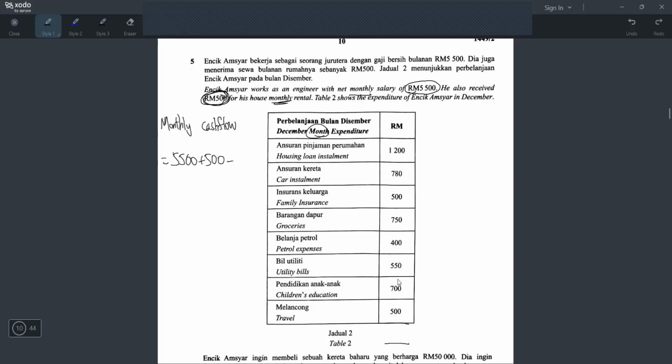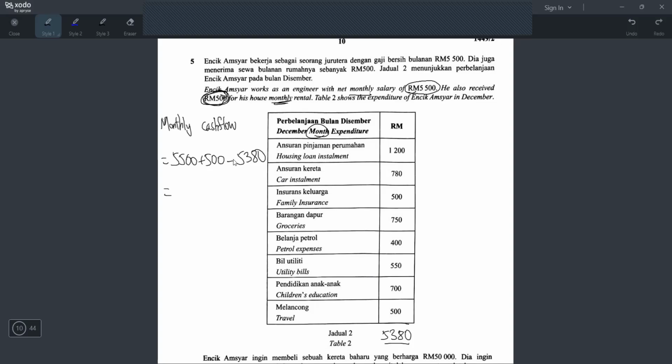So 1200 plus 780 plus 500 plus 750 plus 400 plus 550 plus 700 plus 500. Okay, my calculator gives me 5380. So that will be the total expenses, and I have to minus the 5380 altogether. So now I will press this in my calculator and see what I get. So 6,000 minus 5380.